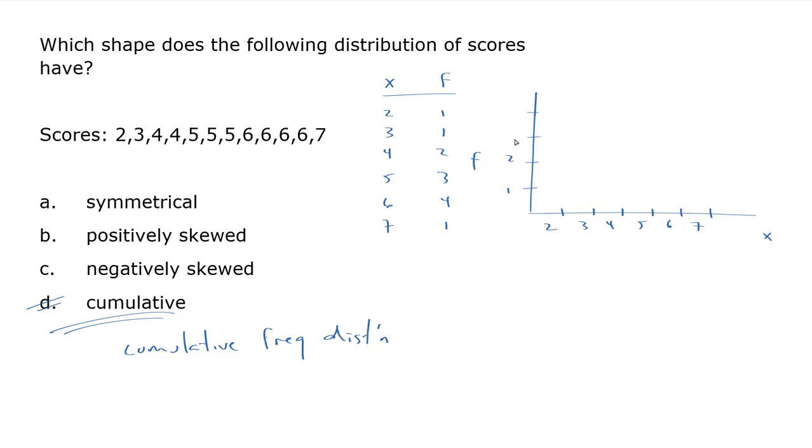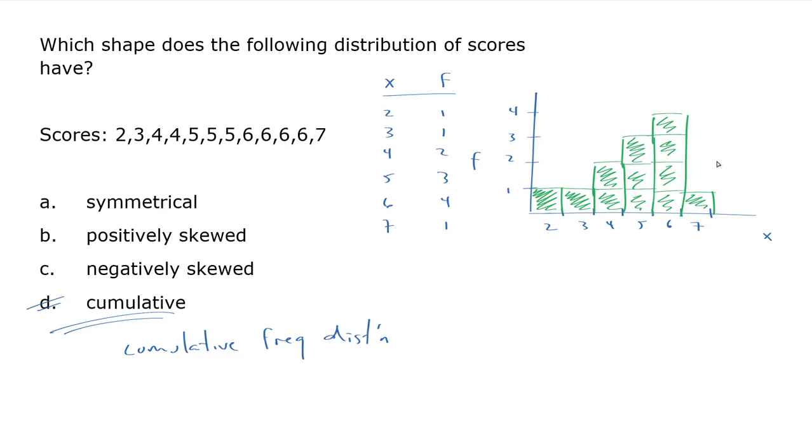So this is 1, 2, 3, and 4. All right, so I have 1 two, and I've got 1 three. I've got 2 fours, and I've got 3 fives, and how many 6s? There are 4 sixes. And finally, just the 1 seven.